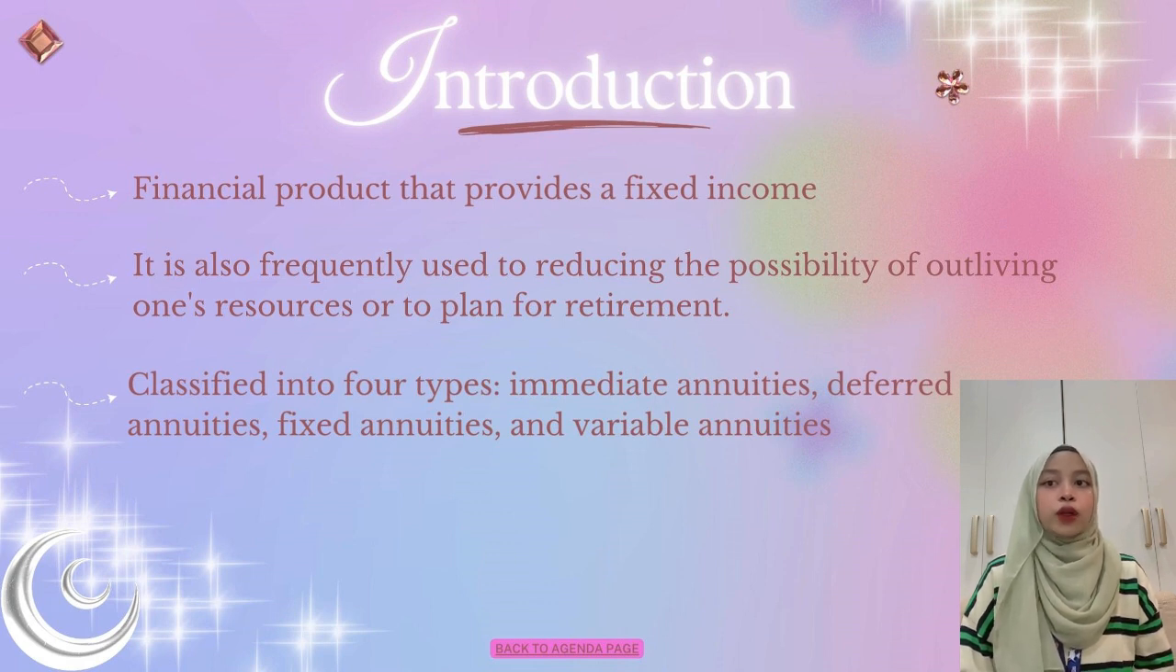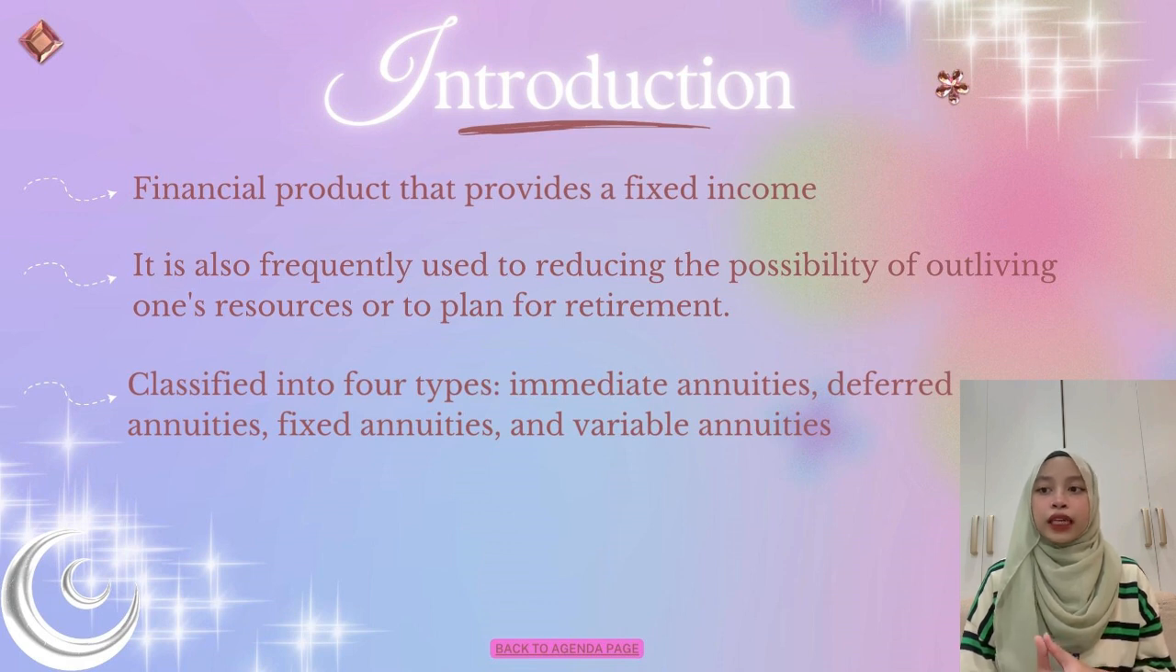The institution will make periodic payments for a set period of time. Annuity products are distinct since the investors receive a payment stream for the duration of their life. It is also frequently used to reduce the possibility of outliving one's resources or to plan for retirement. Annuities are classified into 4 types: immediate annuities, deferred annuities, fixed annuities, and variable annuities.